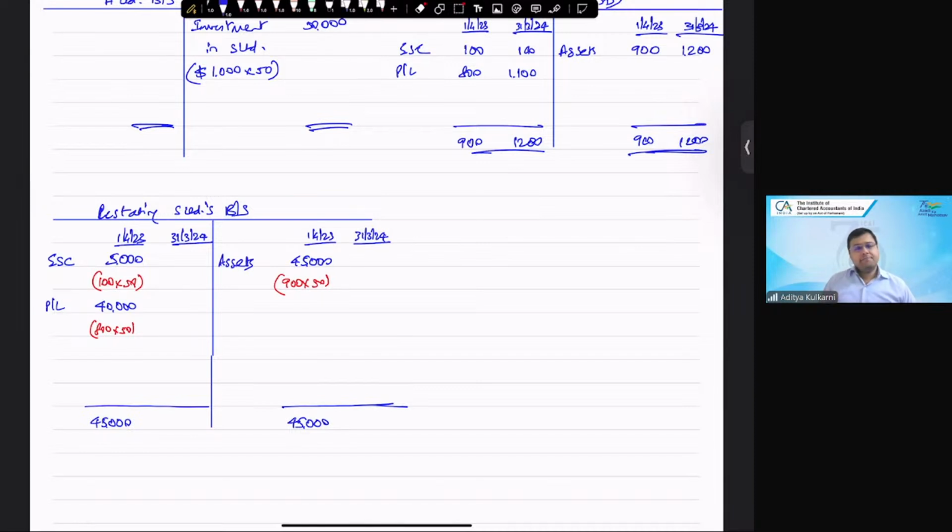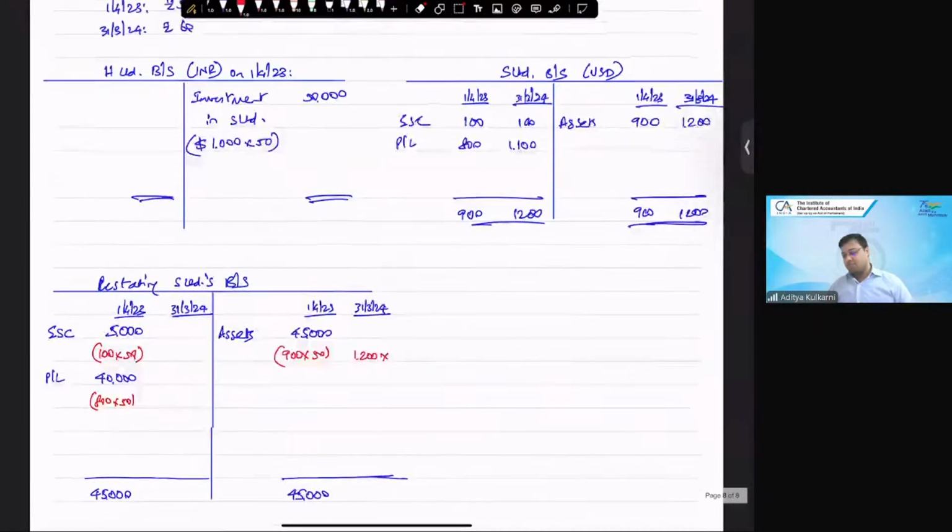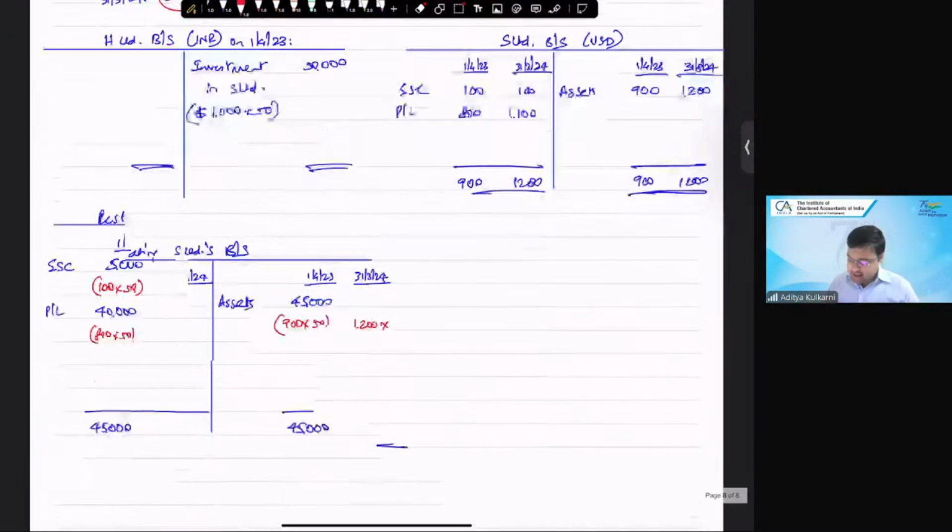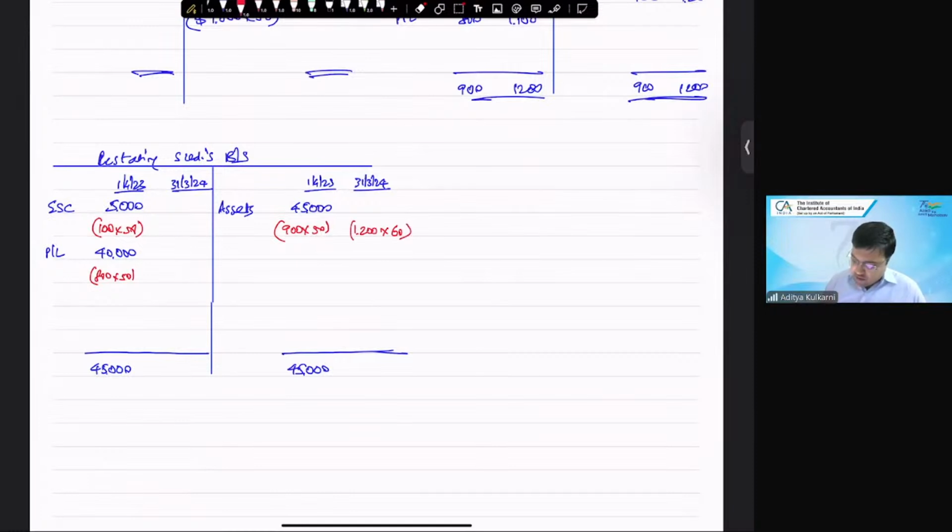The year ends, and then we look at the revised status. I have assets worth 1,200. What rate should I convert these at? Closing. What is my closing rate? 60. So 1,200 into 60 is 72,000.